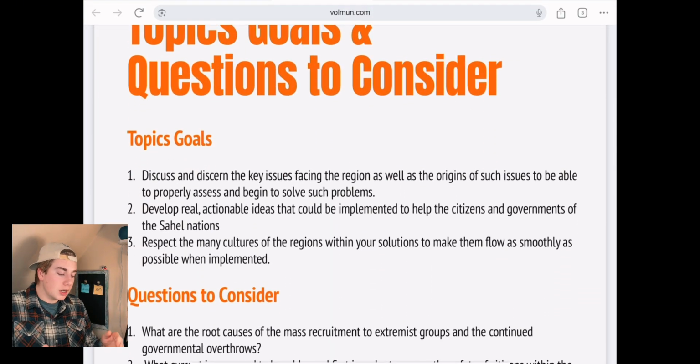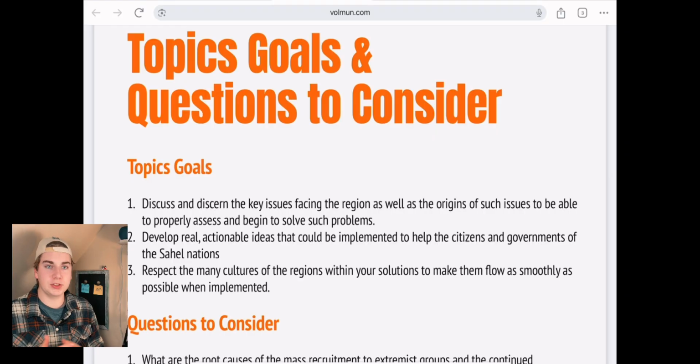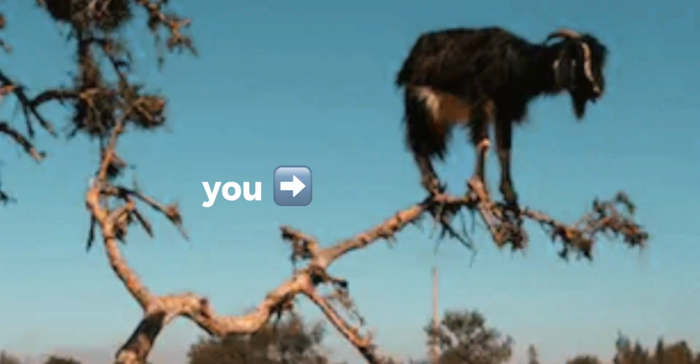And then here, look at your goals and questions to consider. Hear me out when I say this: these are the actual questions that they want you to answer. So don't just go off on a limb whenever you're writing a position paper. Say it's WHO, and it's about fighting against malaria or something, and you just start talking about COVID. Please don't. I mean, if it's in relation, I get it, but that was a stupid example.